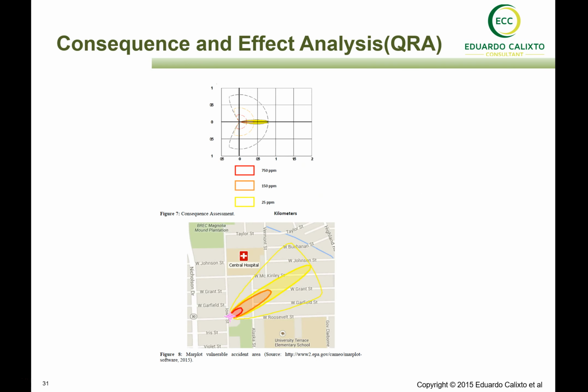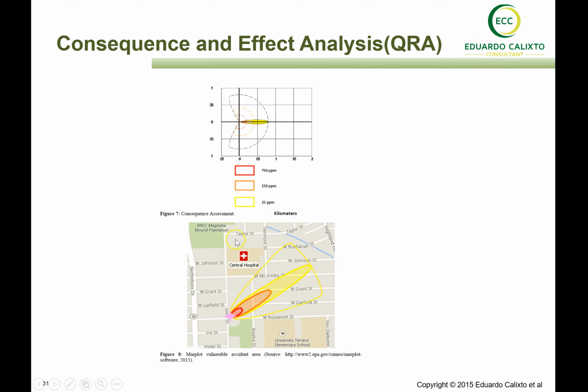And in the end, we have what we call consequence and effect analysis. The idea of the consequence and effect analysis is to calculate the area that the accident will affect. So it depends on the type of accident scenario. You can have an explosion, a jet fire. Here we see different zones. The one that is closer to the source of hazard is the worst one.